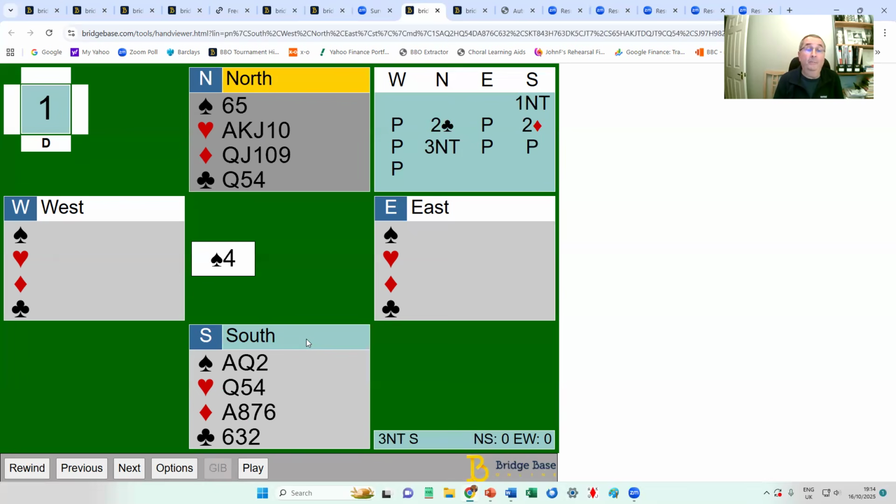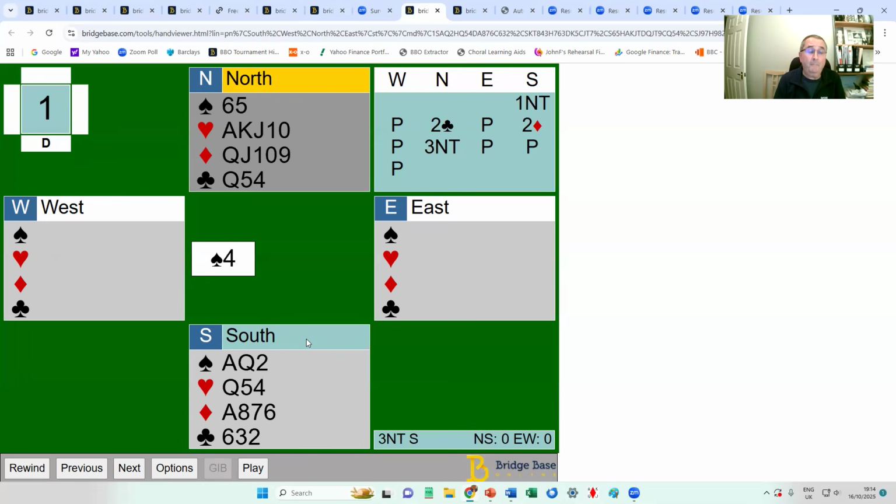You opened 1 no trump, 2 clubs by North was Stayman, 2 diamonds by you was saying, I don't have a 4-card major. And you end up in 3 no trump. And they lead the 4 of spades. And we're going to stop to make a plan here.